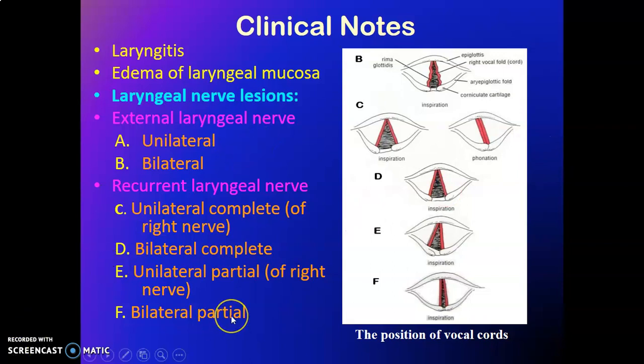Okay, so that's it about the larynx. You go back, listen to the video and revise.